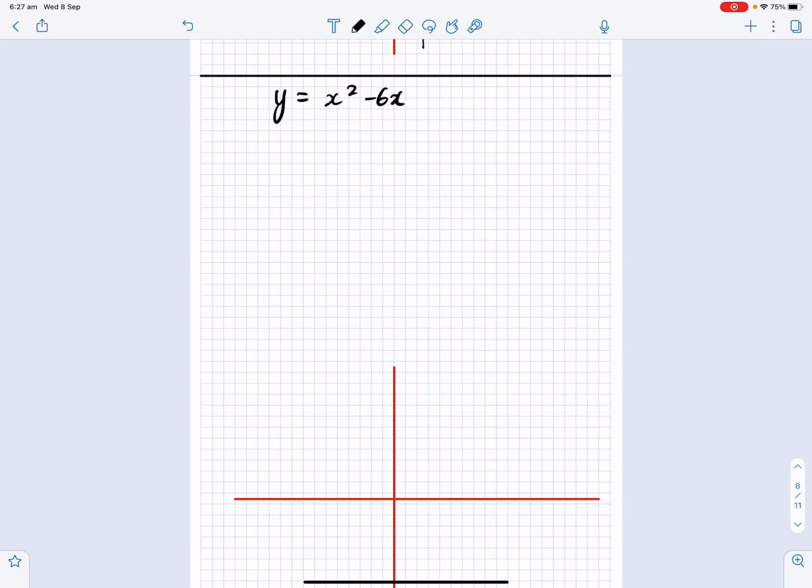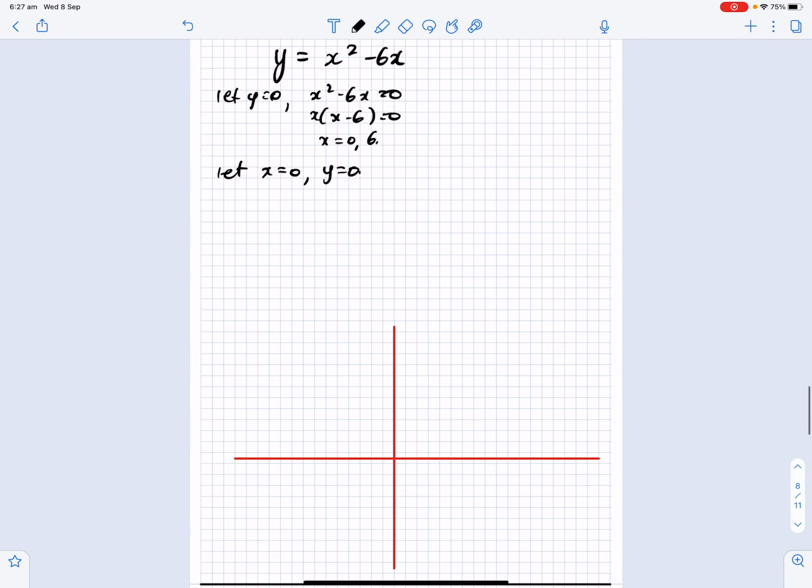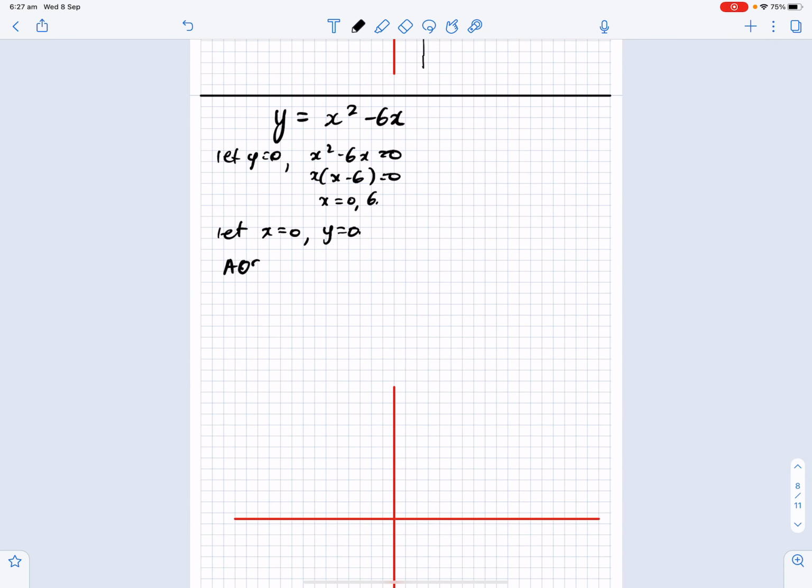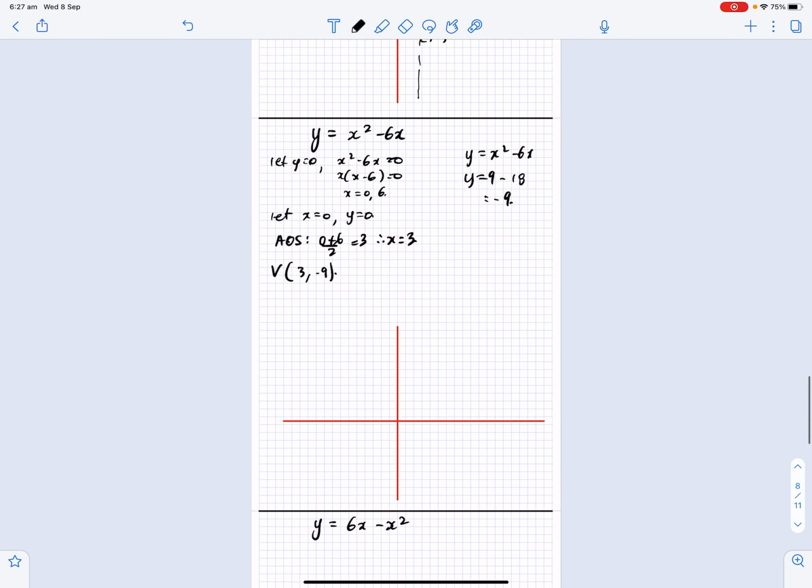y is equal to x squared minus 6x. Again, okay, let y is equal to 0 and solve for x. There's your x-intercept. x is equal to 0, and you get y is equal to 0. Your axis of symmetry is halfway between the two x-intercepts. So x is equal to 3. And to find your vertex, you know the x value is 3. Sub in 3 into there, and you get 9 minus 6 times 3 is 18, which is minus 9. So there's your vertex.